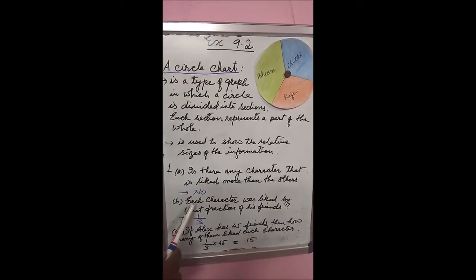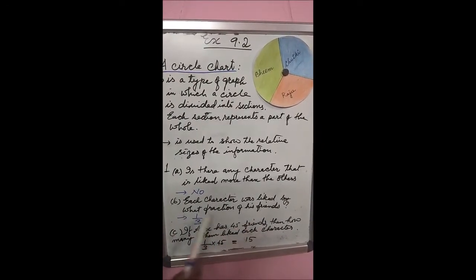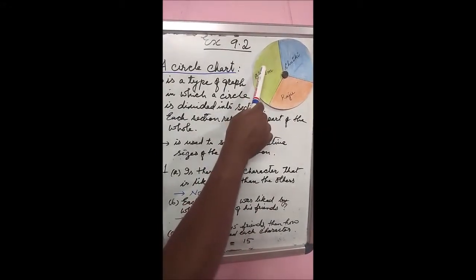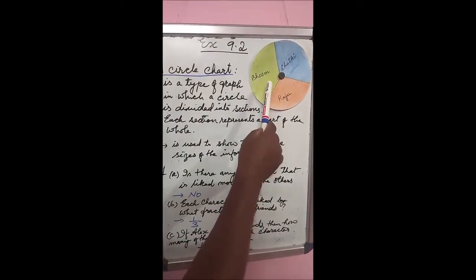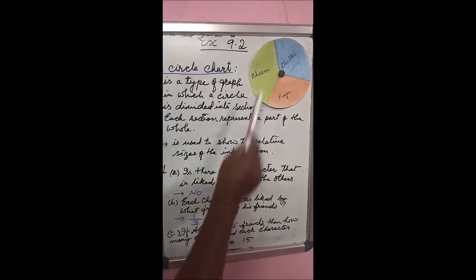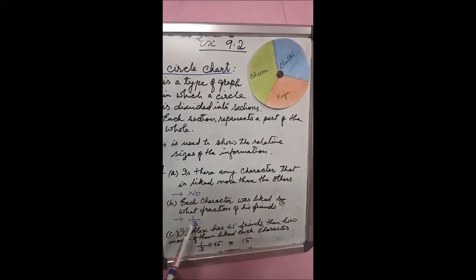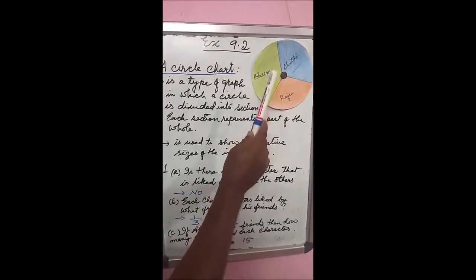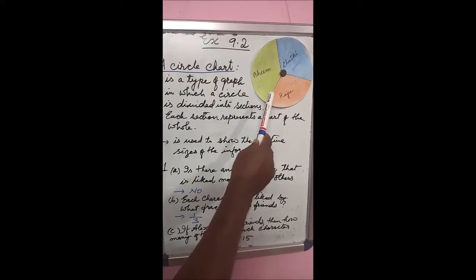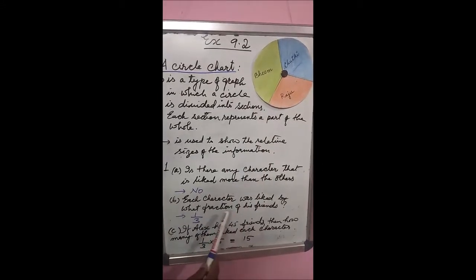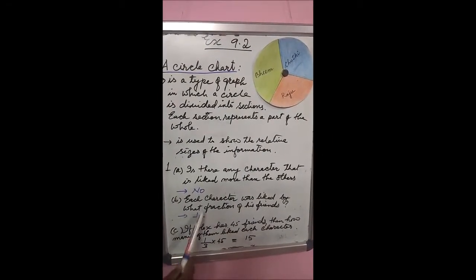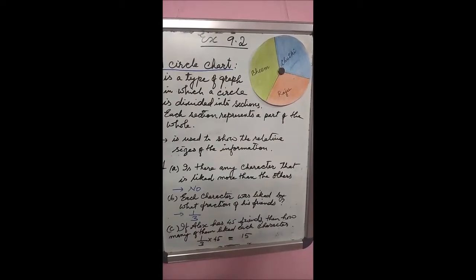Second question, each character was liked by what fraction of his friends? So each character was liked equally. That means out of 3, the fraction 1 by 3. So each one represents the part of the whole of the circle. So what fraction of his friends? So it will be 1 by 3.